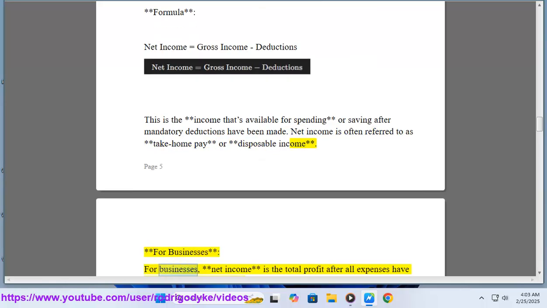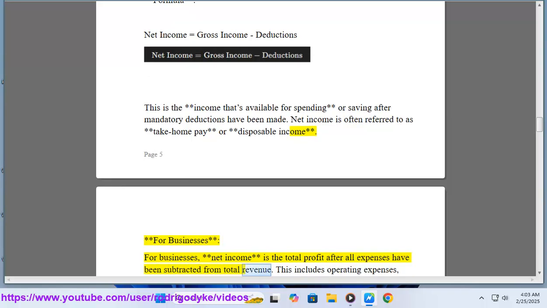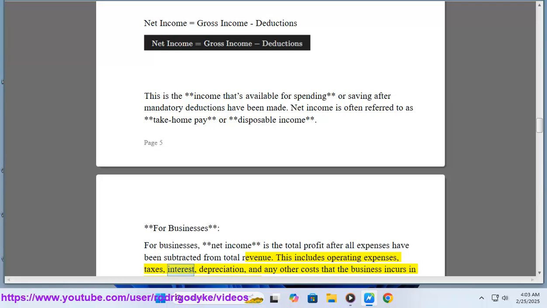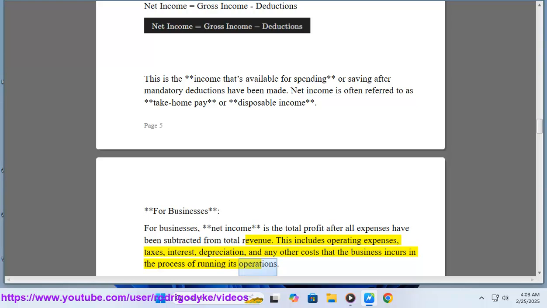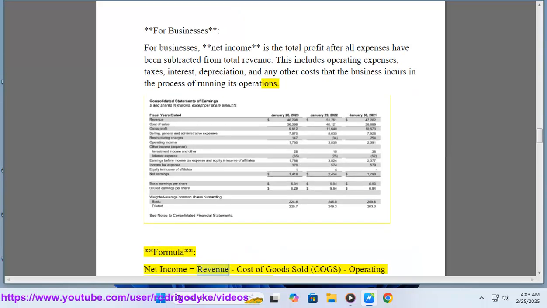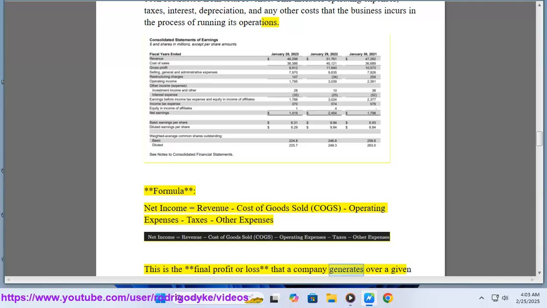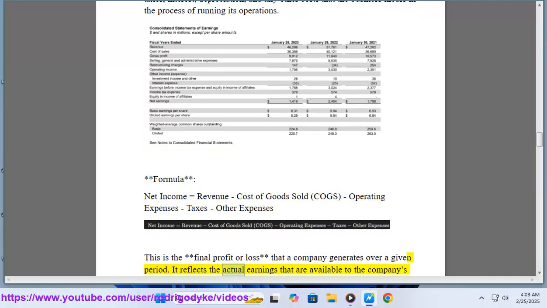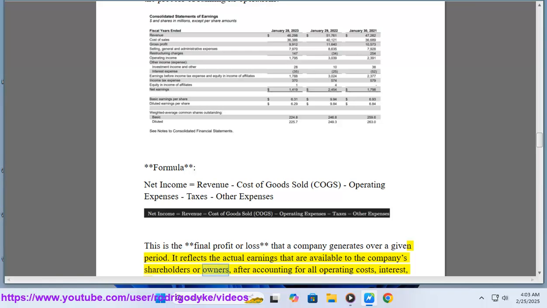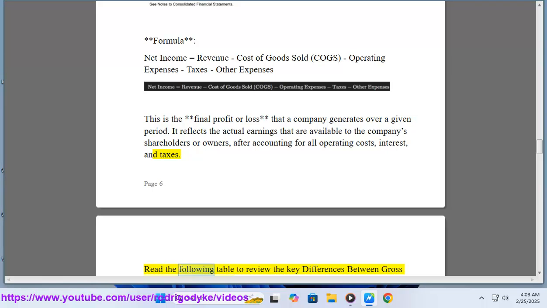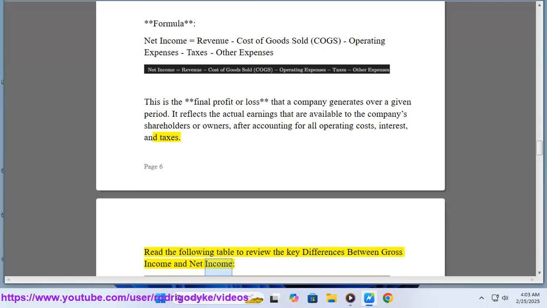For businesses, net income is the total profit after all expenses have been subtracted from total revenue. This includes operating expenses, taxes, interest, depreciation, and any other costs that the business incurs in the process of running its operations. Formula: net income equals revenue minus cost of goods sold, COGS, minus operating expenses, taxes, and other expenses. This is the final profit or loss that a company generates over a given period. It reflects the actual earnings that are available to the company's shareholders or owners, after accounting for all operating costs, interest, and taxes. Read the following table to review the key differences between gross income and net income.